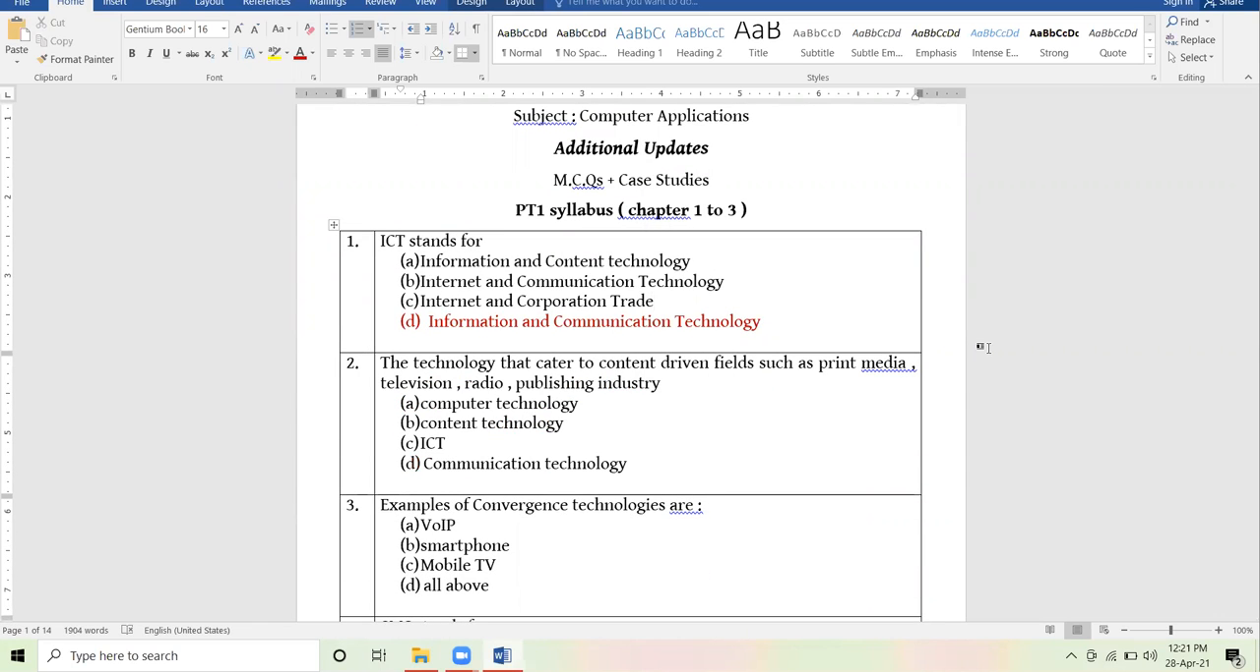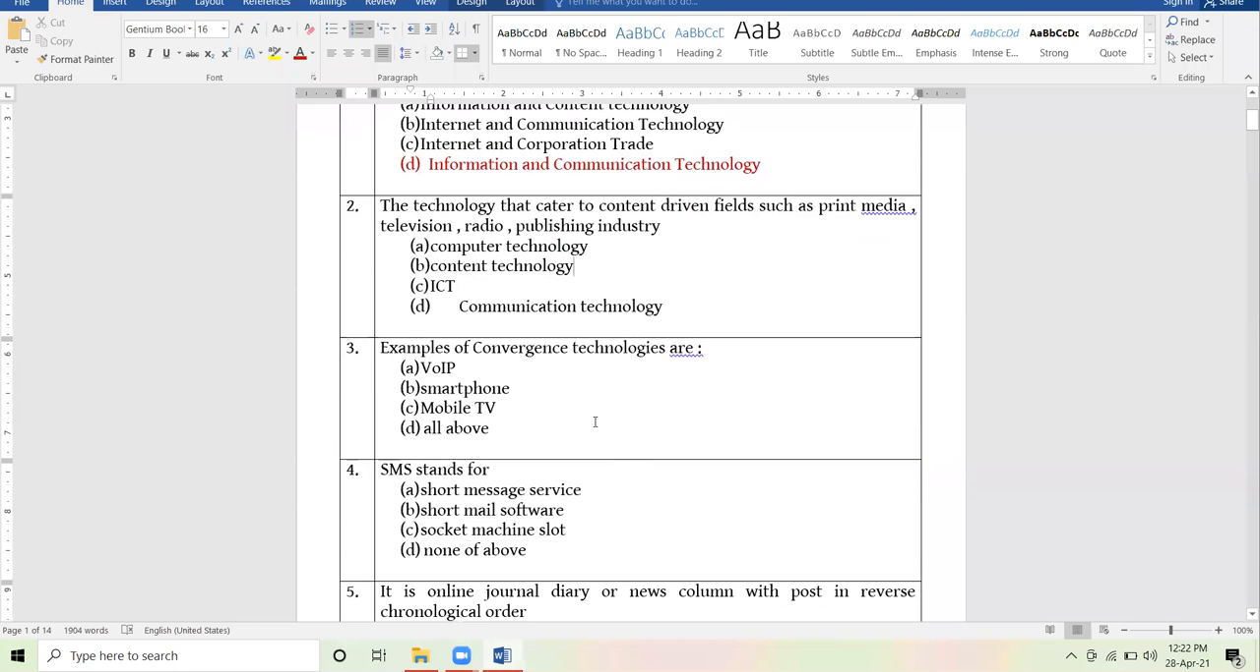Kanish, unmute yourself. Yes, sir. The technology that caters to content-driven fields such as print media, television, radio, publishing industry. Sir, ICT. ICT, no. It is content technology. The correct answer is content technology.